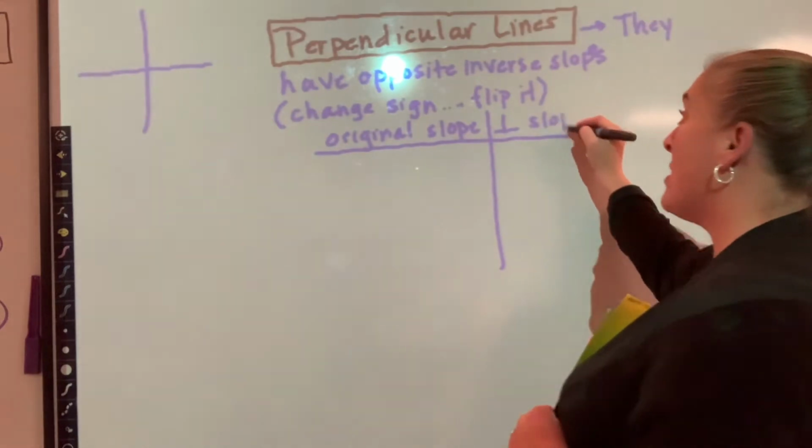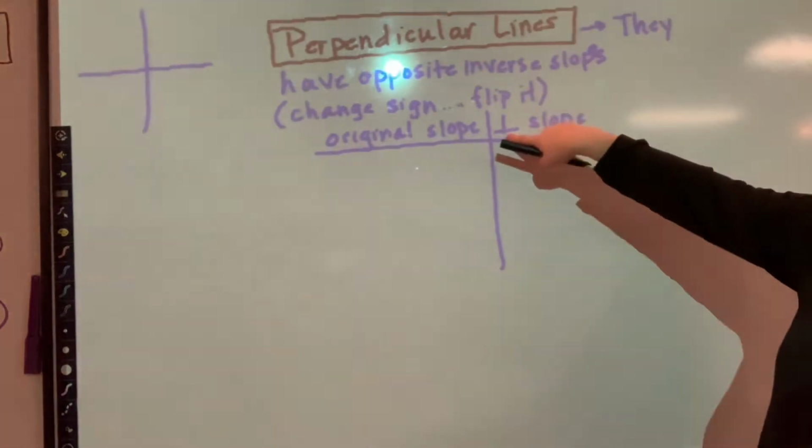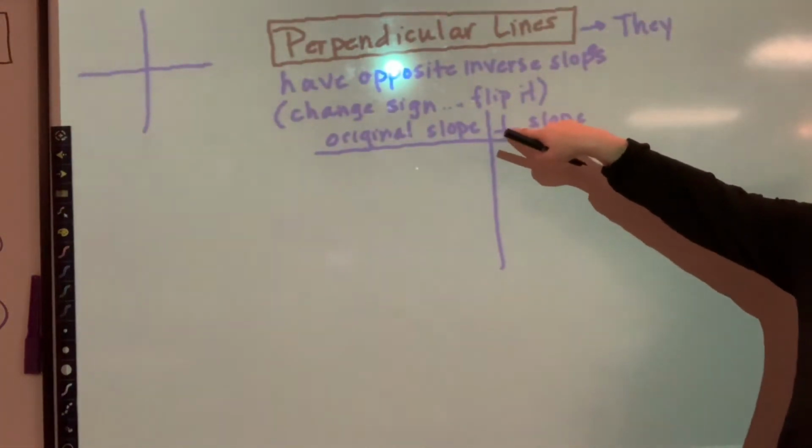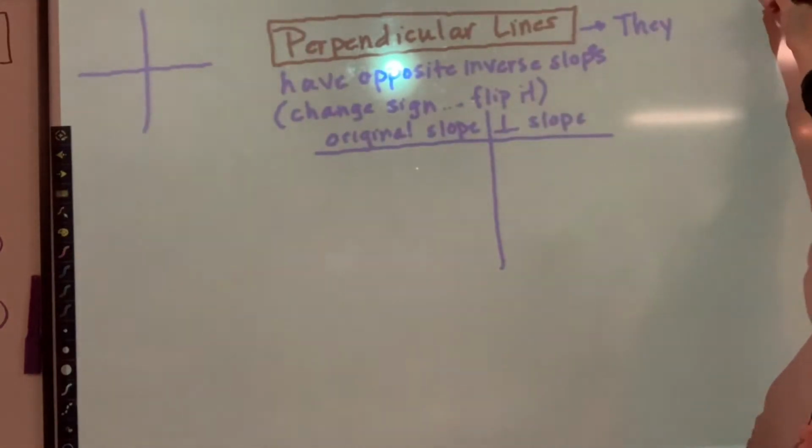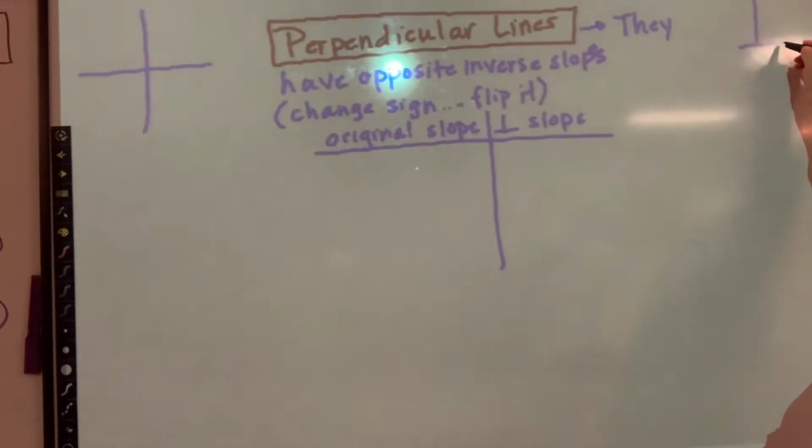Now, here is another thing that you need to know: what this symbol right here means. That means perpendicular. So this symbol right here means perpendicular, all day, every day.